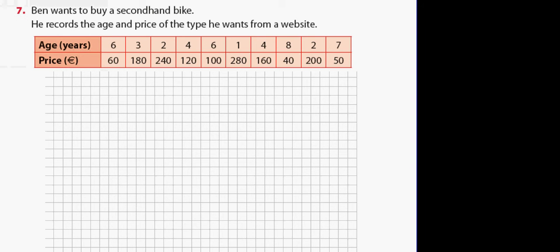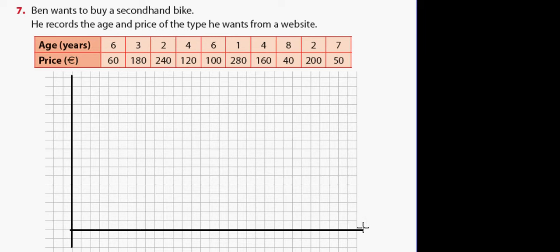First part here, we have age and price. So what we need to do is draw an XY axis. XY axis is shown. I'll just do it up here because it'll be slightly easier. Now, we have to decide which one is going on the x-axis. Does anybody want age on the x-axis or price? Which one do you want on the x-axis?